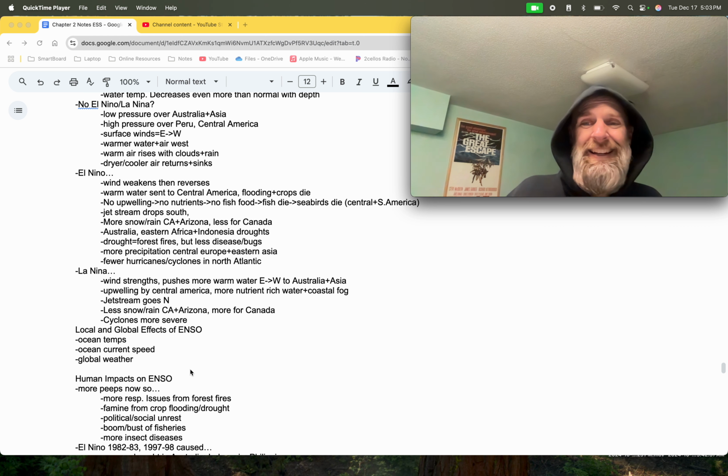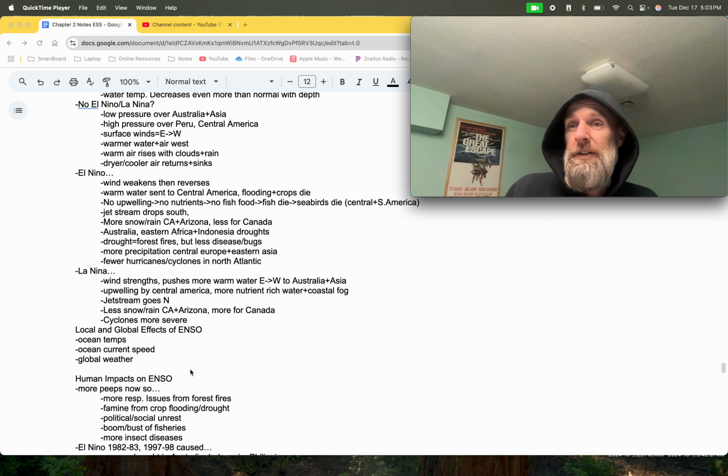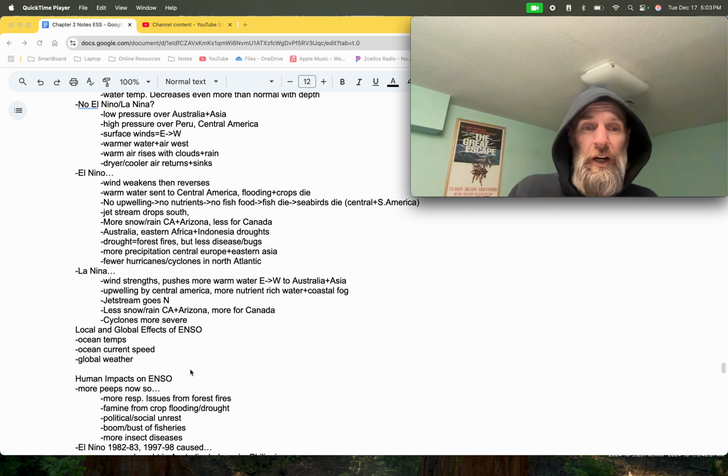The human impacts on ENSO are this. More peeps now. So there's more people, more problems. More respiratory issues because there's more people respirating. Issues from forest fires. So famines from crops, flooding, drought. More mouths going, wow, hungry. All right, more people out there to feed. So when the crops die, that's just more people starving.